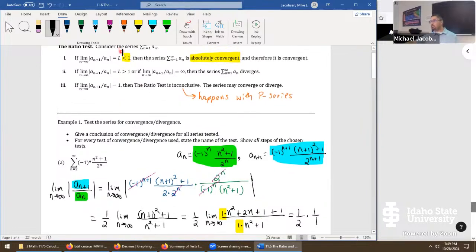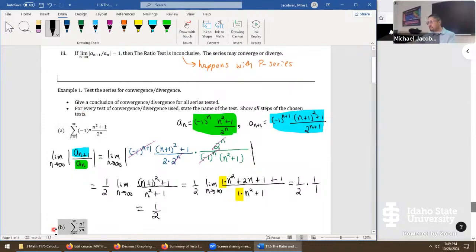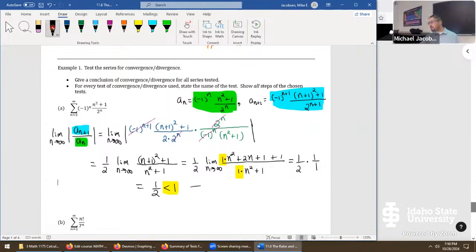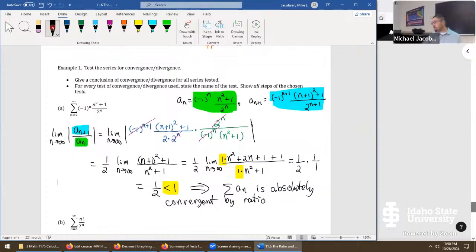Sigh of relief. That means we're in this land. The limit is less than 1. Our conclusion is absolute convergence. Let's just say that are our last steps. Less than 1. Oh, hang on, you actually can't write if I'm in an equation field. That's kind of weird. Less than 1. Let's highlight that right there. This implies our original series, summation AN, is absolutely convergent by ratio test.